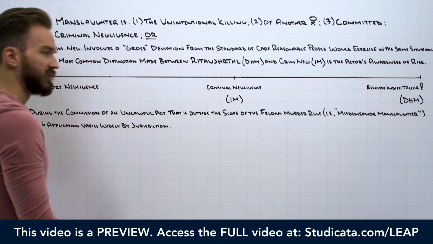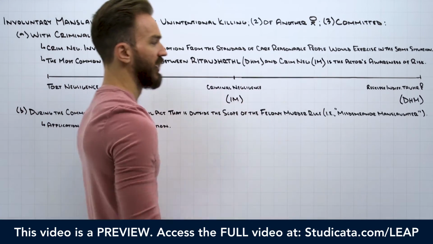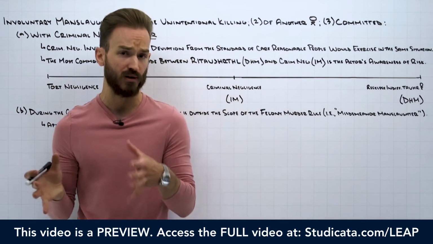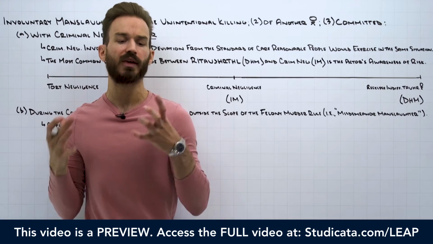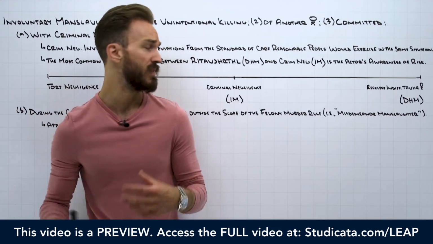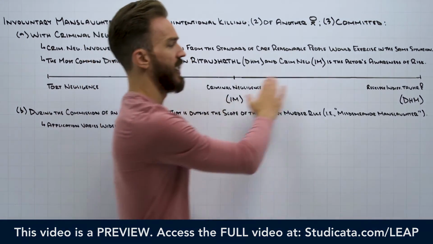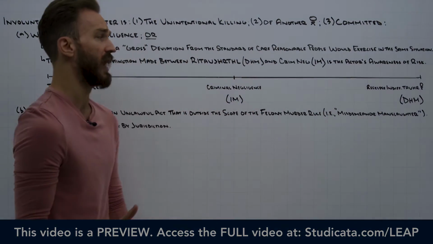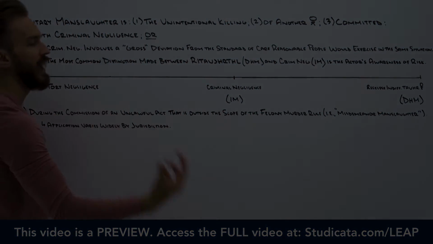Of course, as always with this stuff, it's a totality of the circumstances analysis, right? There are no bright line rules, but probably when you look at the case law, one of the big distinctions that's made between criminal negligence and reckless indifference to an unjustifiably high risk to human life is the awareness of the risk.